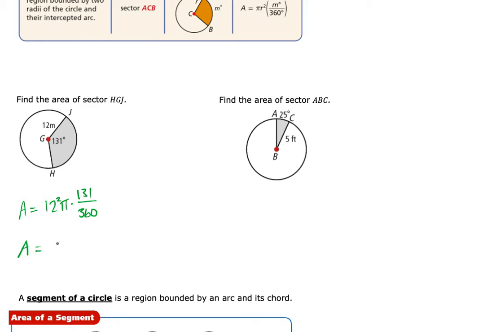And I get, I believe, 164. And I think they want us rounding it to the nearest hundredth. So 164.62, and it's area, so it's meters squared. We'll do this one over here. Same thing. We have pi r squared, so we have 5 squared times pi, and then times 25 degrees over 360 degrees. And I'm just going to put that in my calculator. I get 5.45, and that's feet squared.